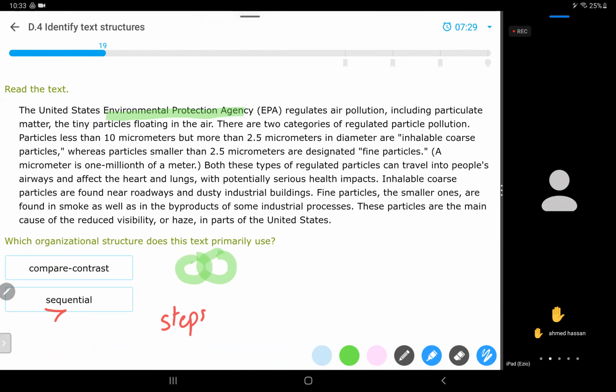Okay, I'm just highlighting the text. You can read by yourself. I'm just reading the text out loud. So again, we have this agency that regulates air pollution.